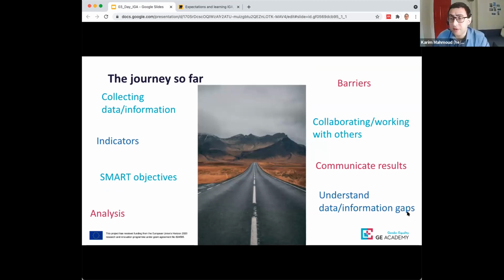And so if we think about the journey so far, we talked about collecting data and information. We spoke a lot about indicators. We also discussed the barriers and some of the challenges. We talked about collaborating with others in terms of getting information, but also in terms of using participatory techniques in order to engage these stakeholders. Today, we discussed the communication of results, and we also discussed that there are often information gaps that need to be addressed. We covered SMART objectives today, and we talked about the need to monitor the indicators and analyze them.